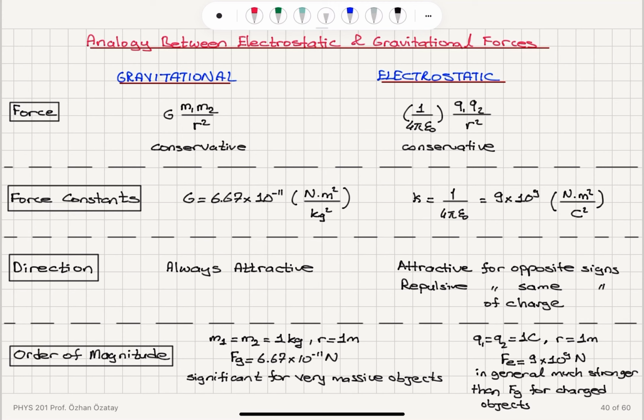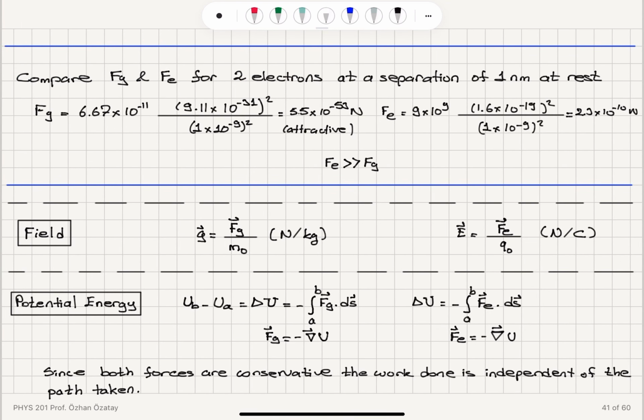The gravitational force is always attractive. Electrostatic force is attractive for charges with opposite signs, repulsive for charges with the same sign. And if we compare the order of magnitudes here for two electrons at 1 nanometer at rest, we see that electrostatic force is far greater than the gravitational force. The gravitational field is gravitational force per unit mass. Electric field is electrical force per unit charge, Q0.